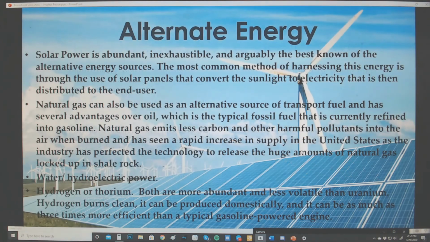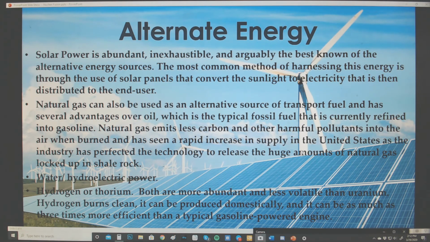There are alternate energy sources to nuclear energy. It is not the only answer. Solar power is one. Solar power is abundant, it's inexhaustible, and arguably the best known alternative energy source to nuclear power. The most common method of harnessing this energy is through the use of solar panels, which turn direct sunlight into electricity.